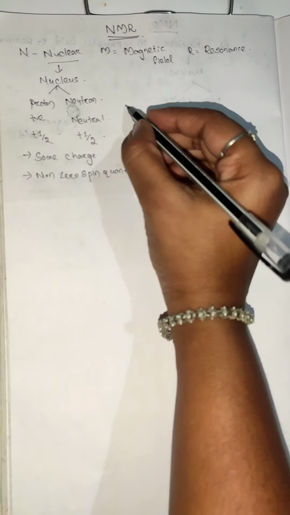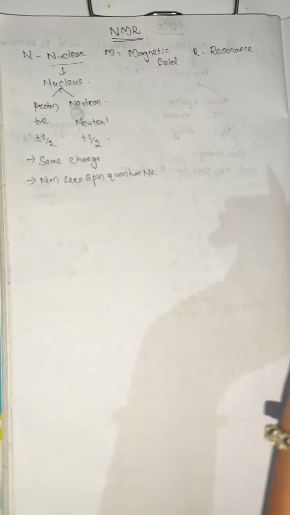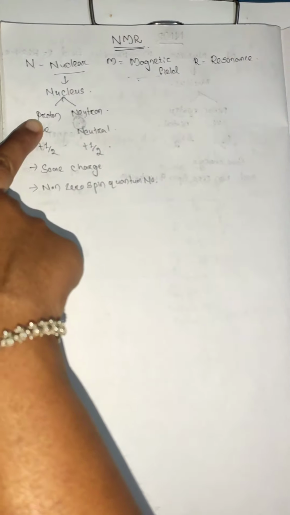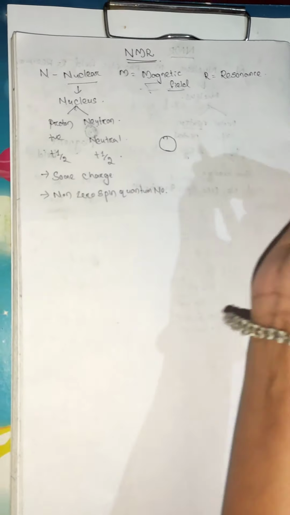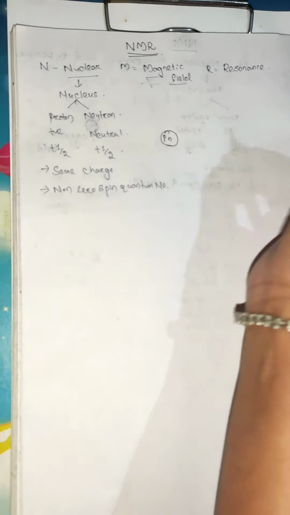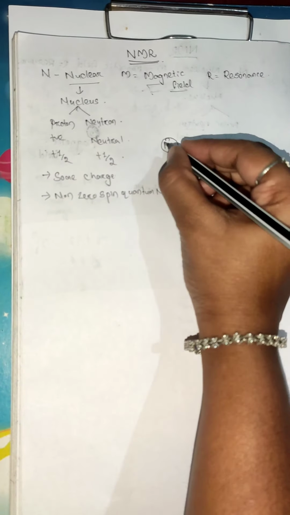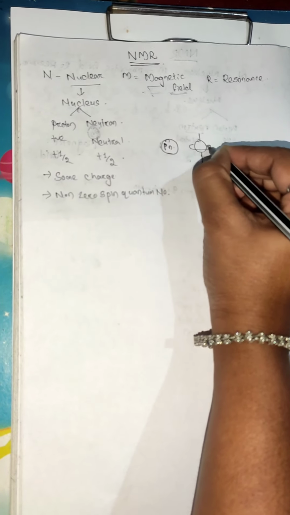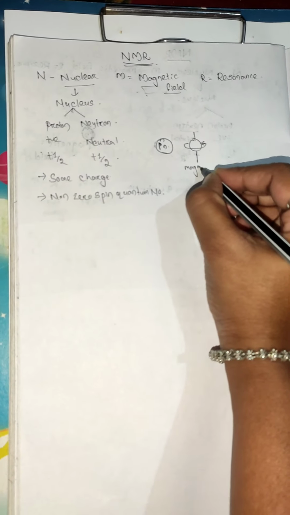Then the word magnetic field means that the nucleus contains proton and neutron, and when the proton revolves around the axis, it creates a magnetic field. Here is the structure of the nucleus, with protons and neutrons present in the nucleus, and the proton revolves around like this. When the proton revolves around the axis, it creates some magnetic field.